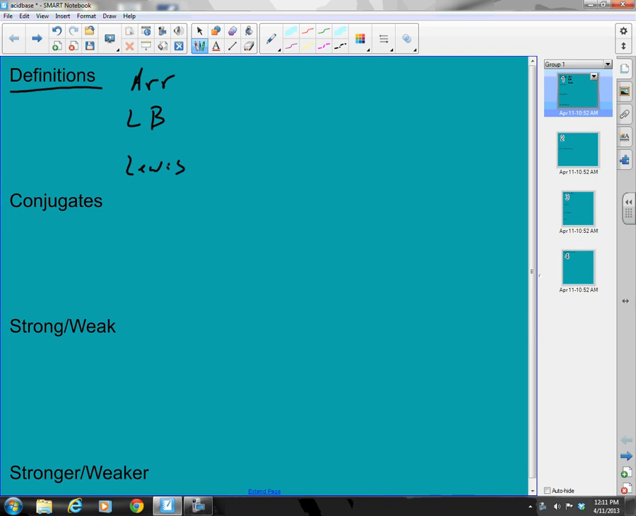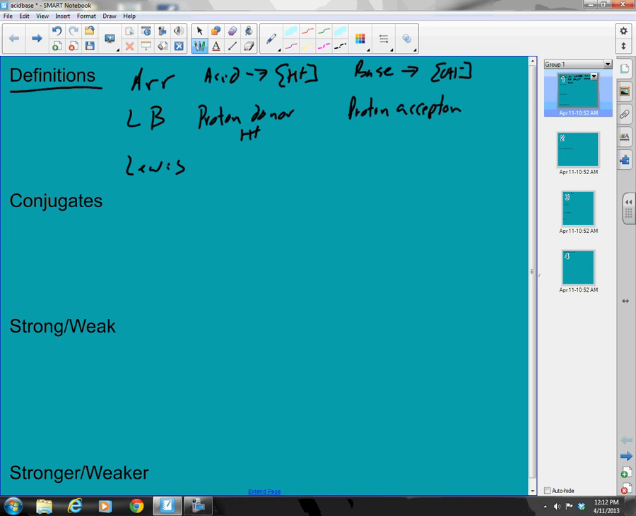Now, Arrhenius are what? An acid is a substance which increases the H plus concentration when dissolved in water. A base is a substance which increases the hydroxide concentration when dissolved in water. Now, what is a Lowry-Bronsted acid? This is a proton donor. And what is a proton? Well, it's H plus. And then a base is a proton acceptor.